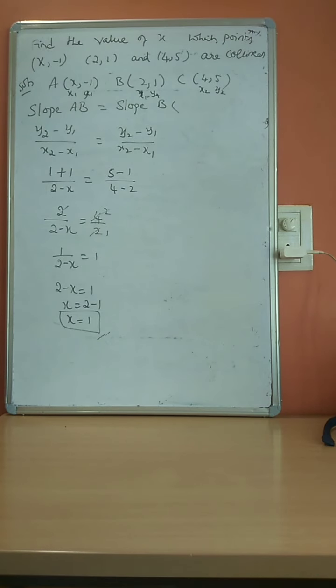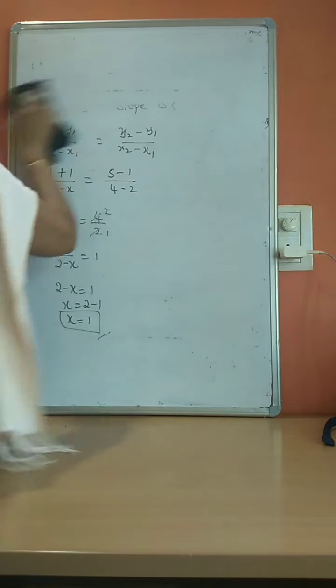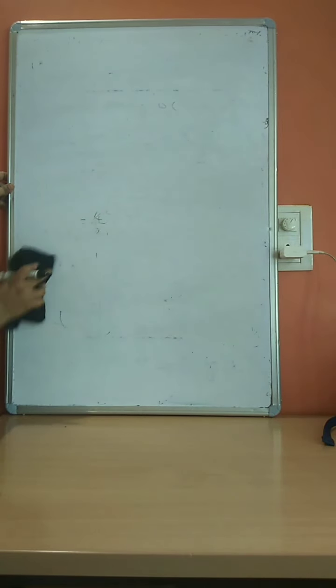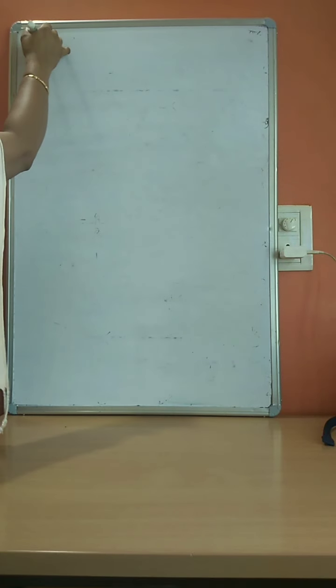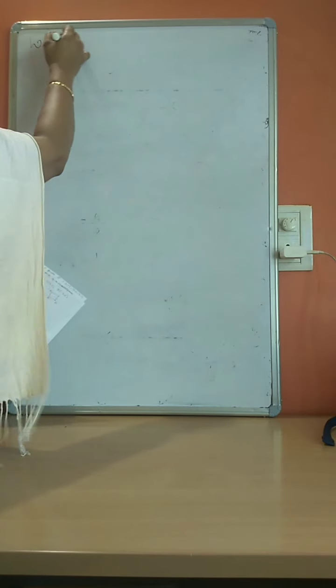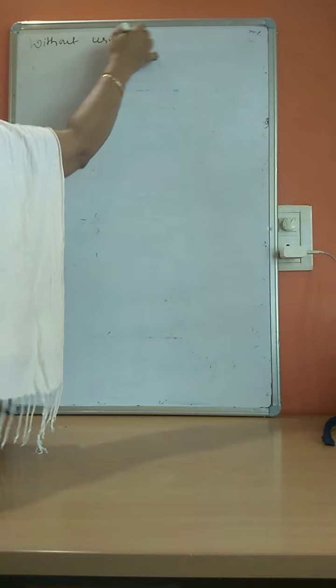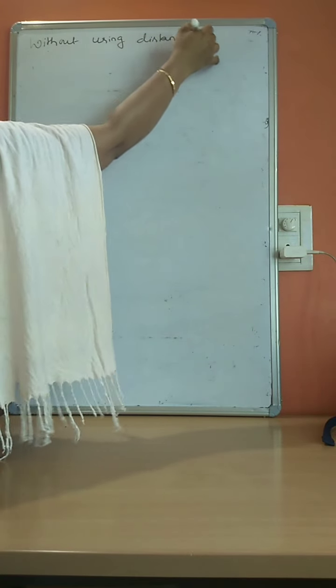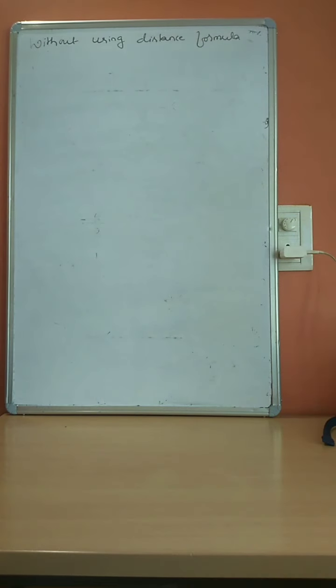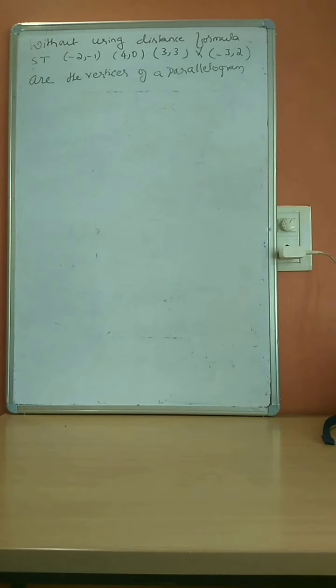Next problem. Without using distance formula, show that minus 2 comma minus 1, 4 comma 0, 3 comma 3 and minus 3 comma 2 are the vertices of a parallelogram.